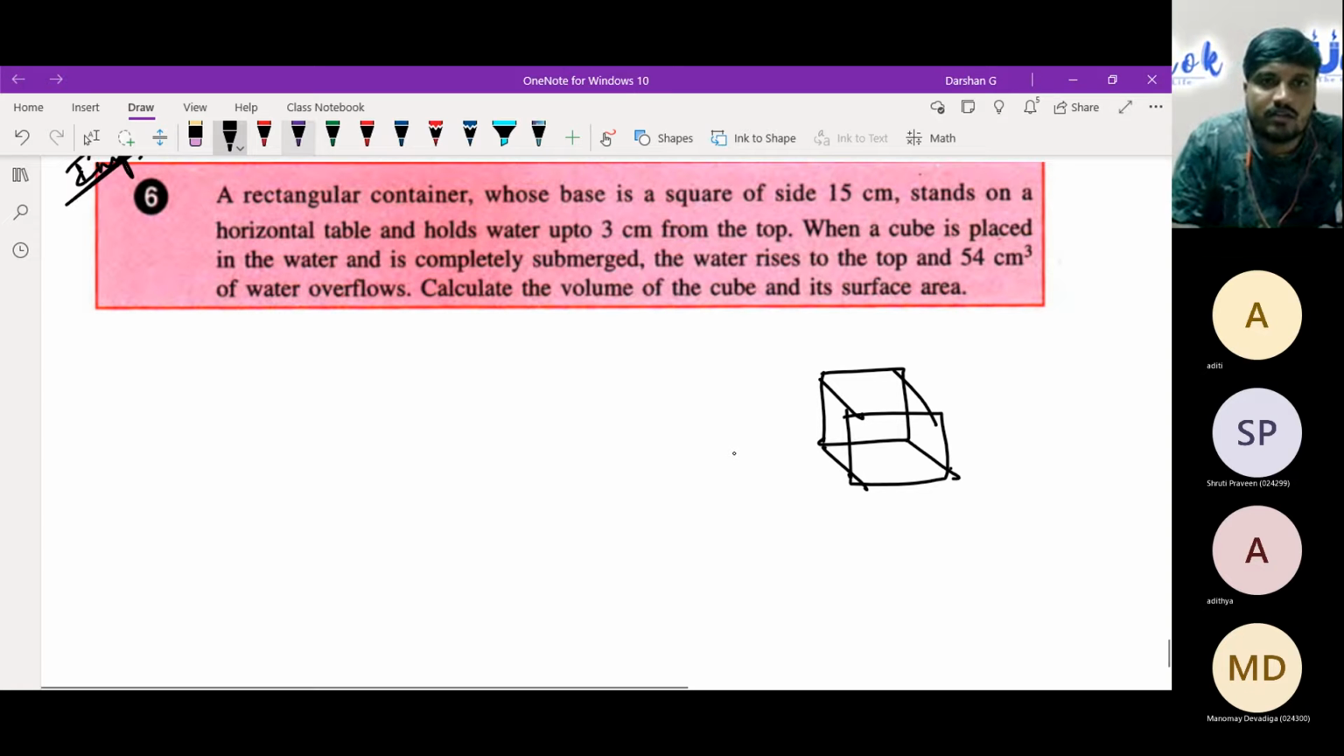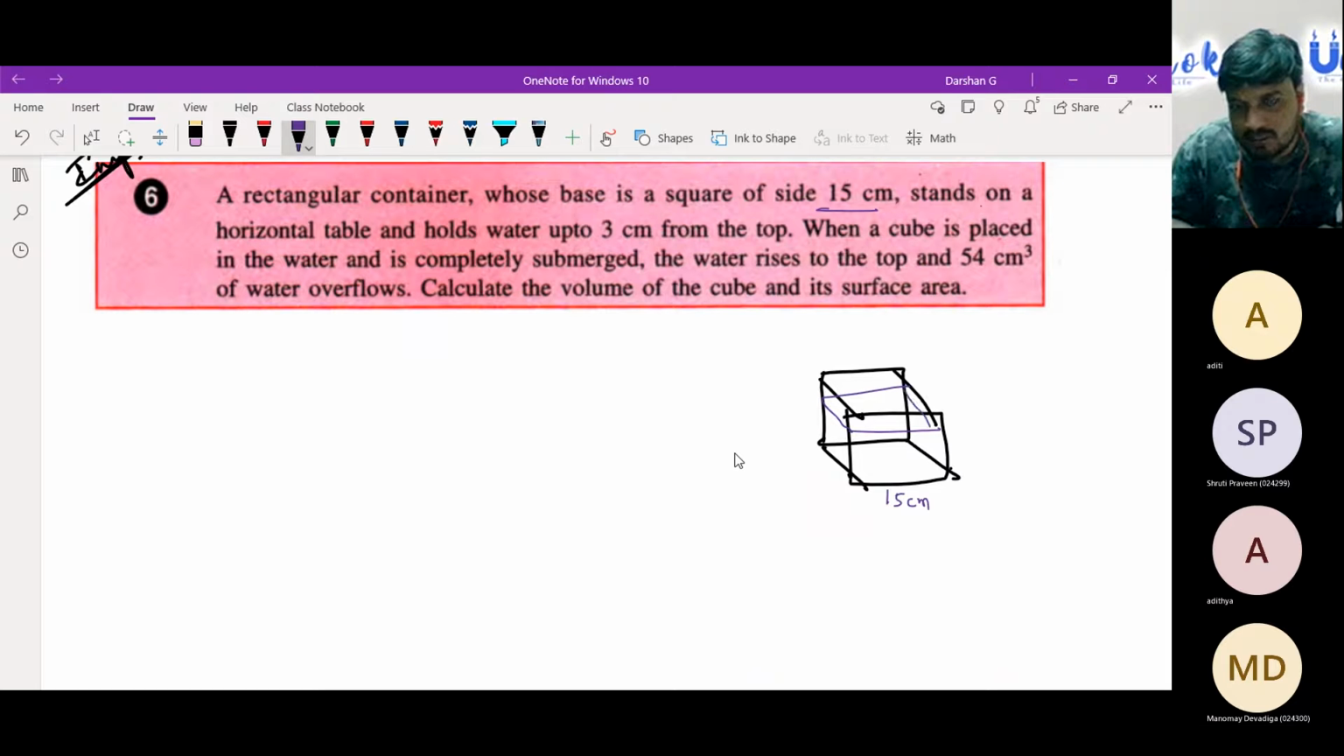Okay, fine. So what is filled in this? Whose base is 15 centimeter? Okay, this is 15 centimeter. Understood. Stands on a horizontal table. Okay, this is on the horizontal table and holds water up to 3 centimeter from the top. So basically you have water till this 3 centimeter from the top. Okay, so you have water up to this place.